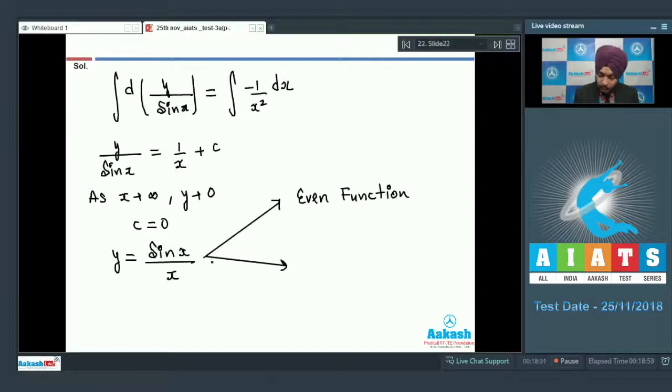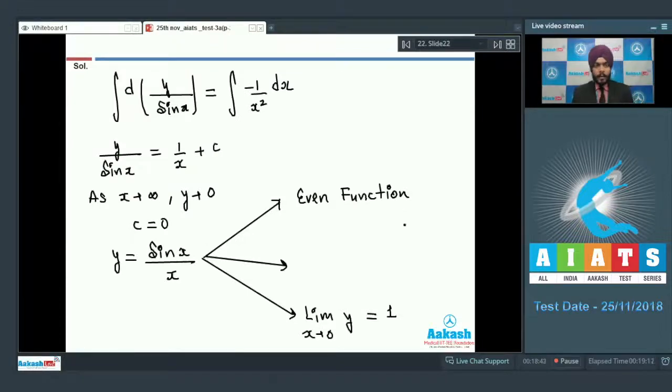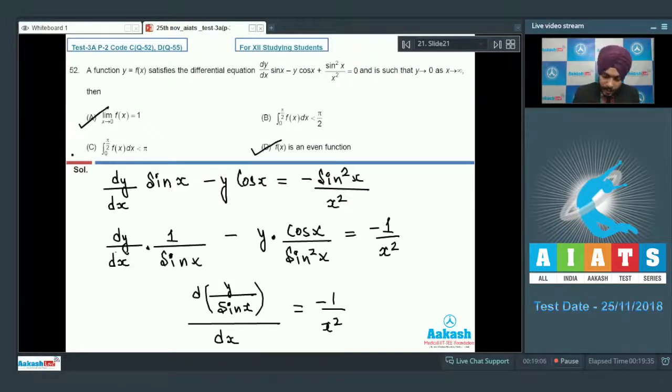Again, limit x tends to 0 of f(x), that is y, is equal to 1. Correct? Now students, sin x upon x is a quantity which is always less than 1 when x belongs to 0 to pi. Okay? So that means integral of sin x upon x dx is less than integral of 1 dx, so it is less than pi. That means this option is correct.